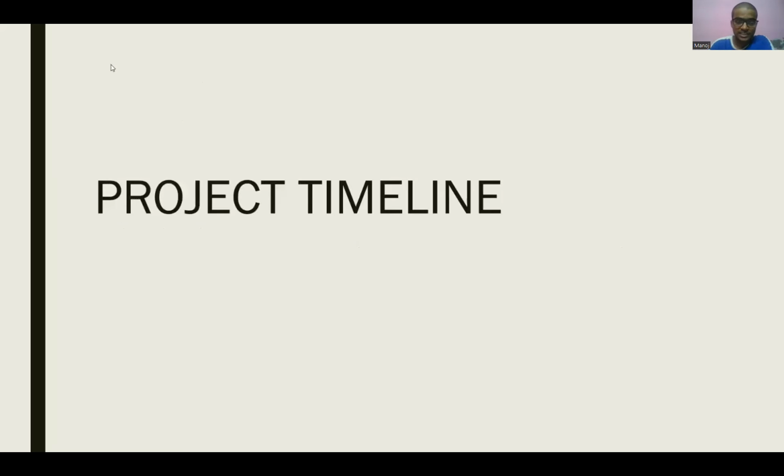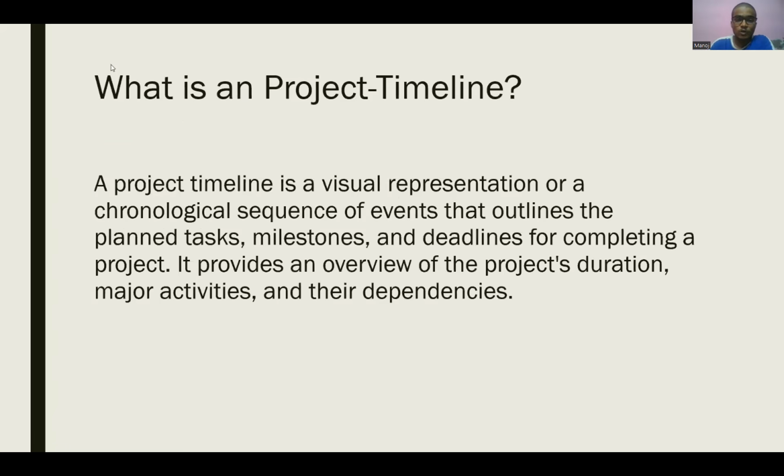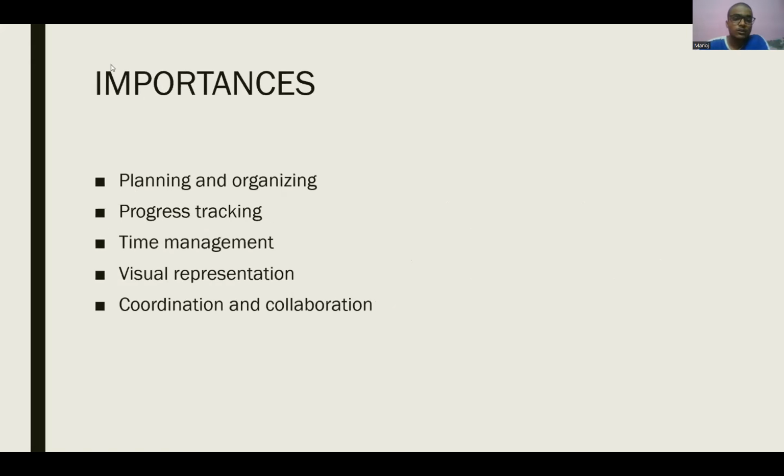So my task is the project timeline. So basically, what is a project timeline? A timeline is a visual representation or a chronological sequence of events that outlines the planned tasks, milestones, and deadlines for completing the project. It provides an overview of the project duration, major activities, and their dependencies. So what is the importance of a project timeline?